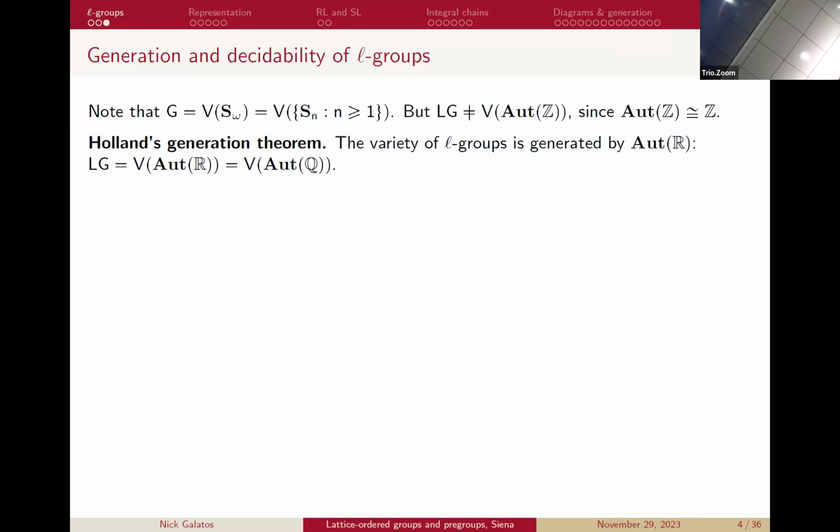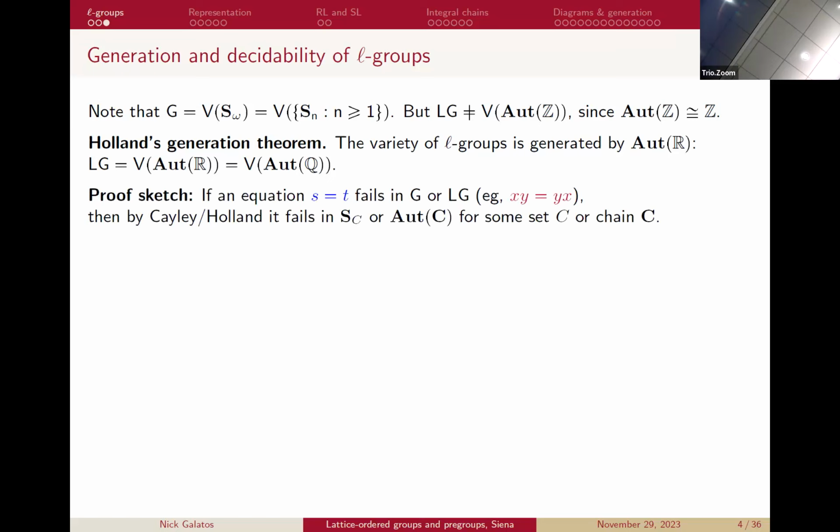So Holland's embedding theorem says that every L group can be embedded into the automorphisms of some chain, but it could be huge, could be infinite. If you just care about checking equations, and not about quasi-equations and embeddings, you can do it with just one countable chain. It has to be dense enough, though. It's not the size of the base set that matters anymore, it's the density that plays a role in this case. So that's called the generation theorem.